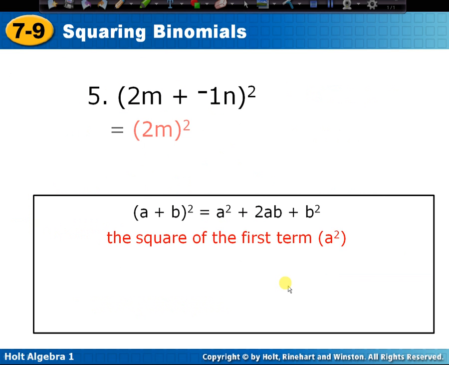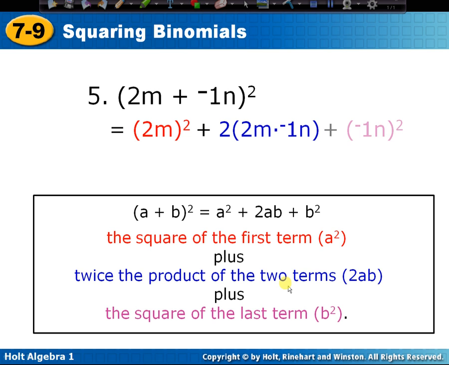If you chose this method and did the shortcut, obviously you should have still gotten the same answer: 4m squared plus a negative 4mn plus n squared, or 4m squared minus 4mn plus n squared. If you chose this method and you did not get this answer, then check the work and figure out exactly where you went wrong and get that fixed before you move forward.